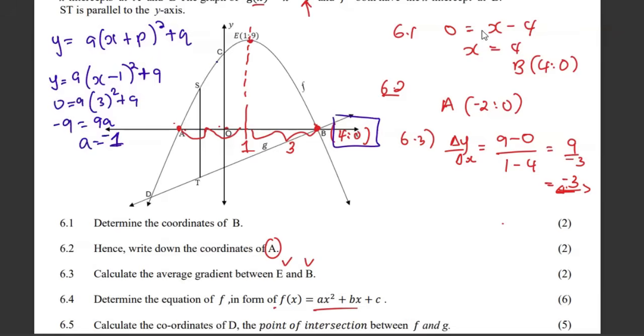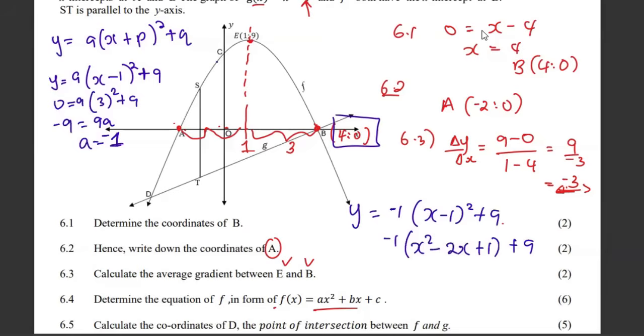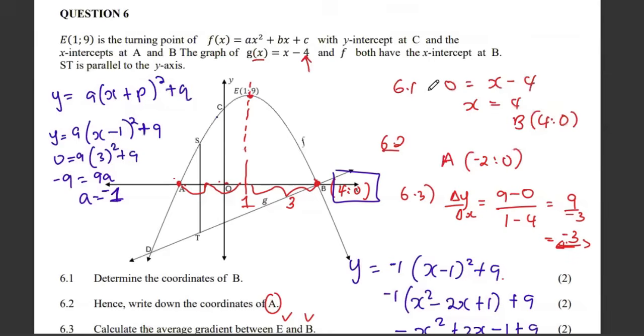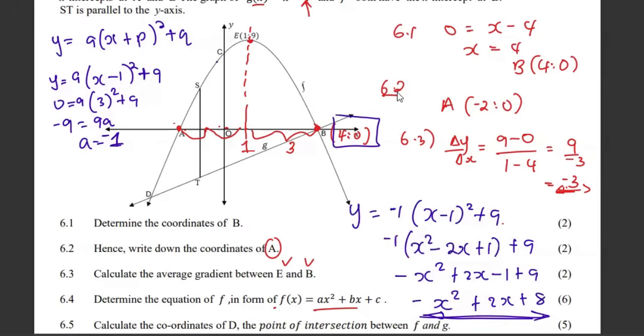Then when you punch it back, okay, y is going to be negative 1 into x minus 1 squared plus 9. You open this up, it's going to be x squared minus 2x plus 1, and then plus 9. So it's a negative x squared plus a 2x minus 1 plus 9. So it's negative x squared plus 2x plus 8. And then this becomes our final answer. Okay, which means C is going to be 8. And then that's our, yeah, perfect.